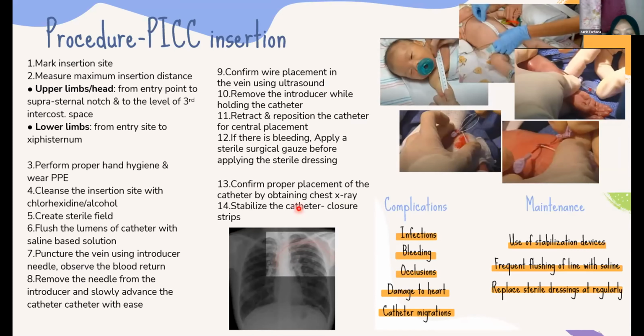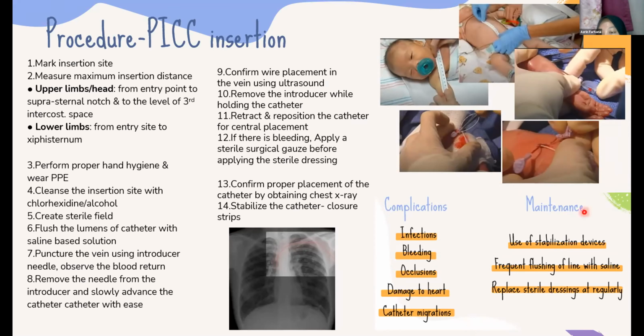And after we have confirmed, we should stabilize the catheter, and closure strips should be applied to the site so that the catheter does not move around. After the procedure, we should do proper maintenance to prevent further complications such as infections, bleeding, occlusions, damage to the heart, and catheter migration.